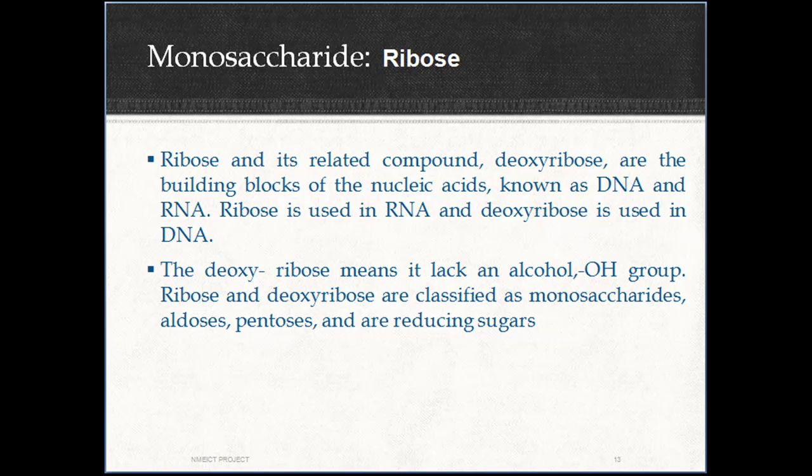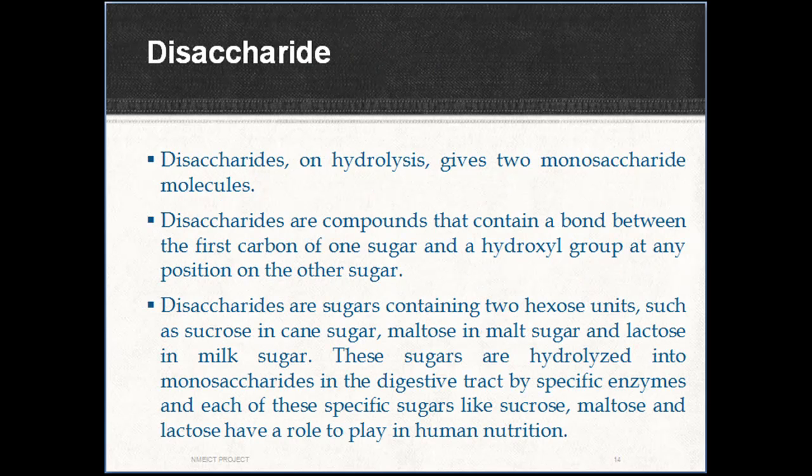The second major group of carbohydrate is disaccharides. What is a disaccharide? Disaccharides on hydrolysis give two monosaccharide molecules. Disaccharides are compounds that contain a bond between the first carbon of sugar 1 and a hydroxyl group at any position on the other sugar.